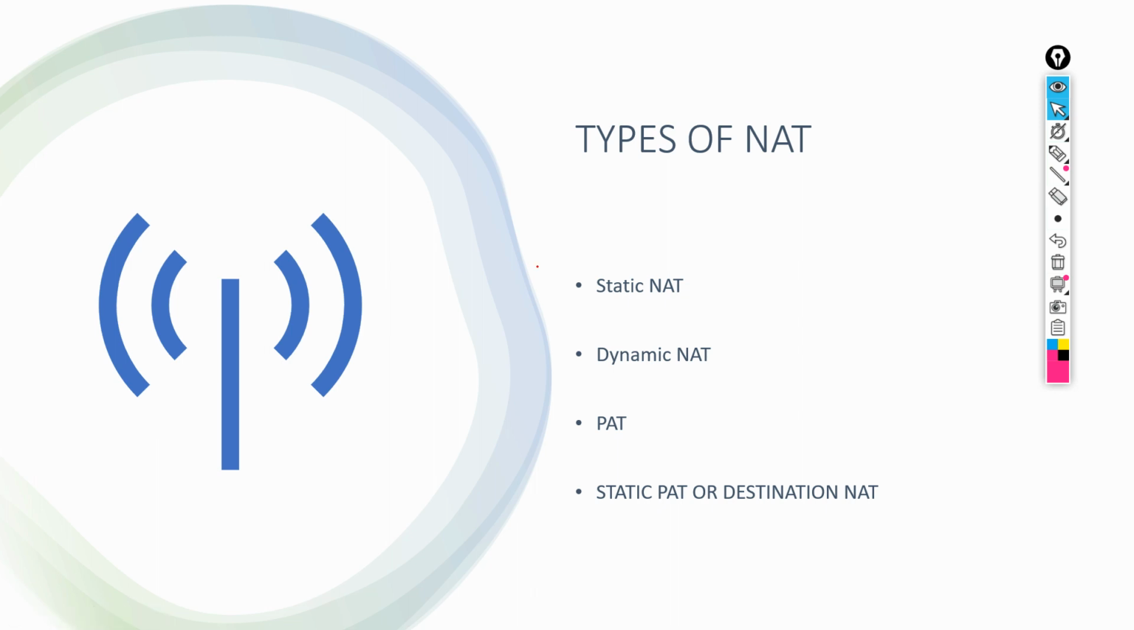Types of NAT: static NAT, dynamic NAT, PAT, and static PAT or destination NAT. Destination NAT, we can say. Okay. So what is the difference in between? We will get to know one by one. Static NAT, dynamic NAT, PAT, and the static PAT or destination NAT.